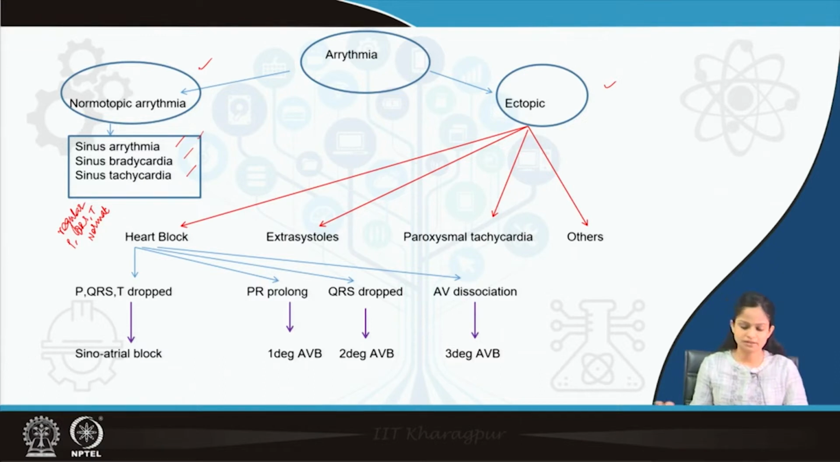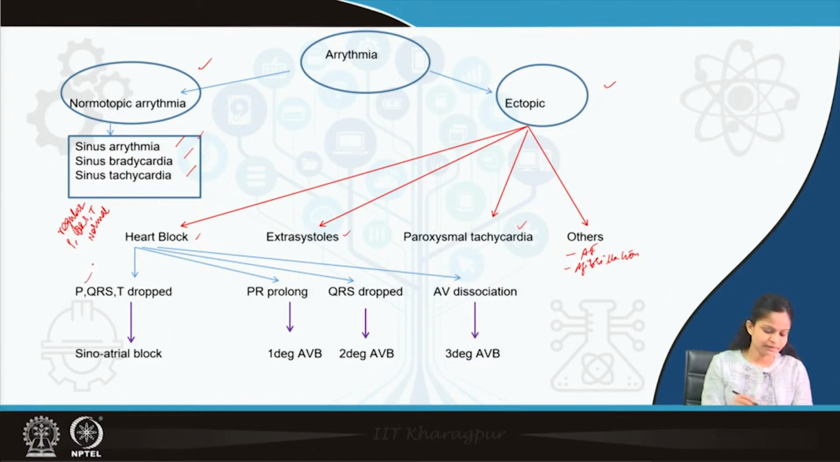Now, ectopic arrhythmias include heart block, extrasystoles, paroxysmal tachycardia, others like atrial flutter and atrial fibrillation, then ventricular fibrillation, etc. Heart block generally includes sinoatrial block and atrioventricular block. Sinoatrial block means there is a delay or block in the conduction of impulses from the SA node to the AV node. In this case generally the dropped beat will be the PQRST waves. So, that is sinoatrial block.